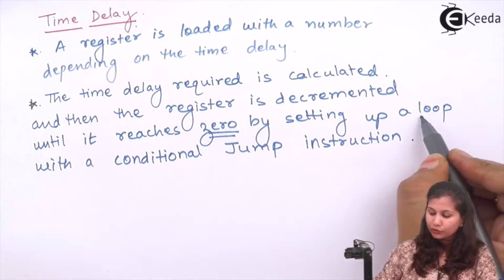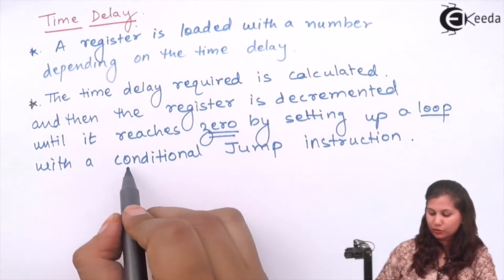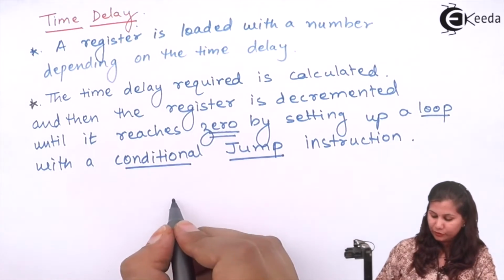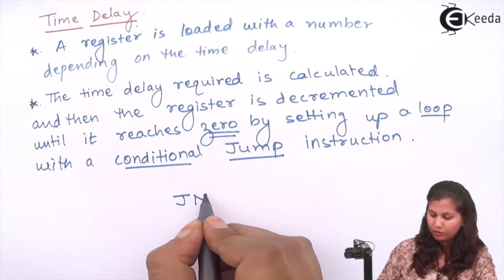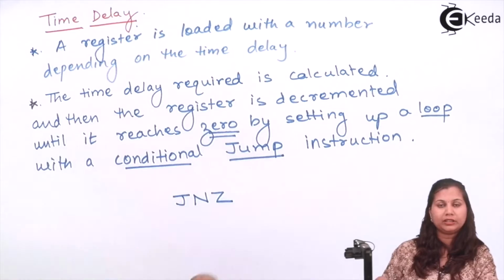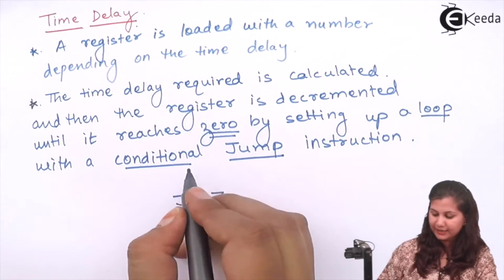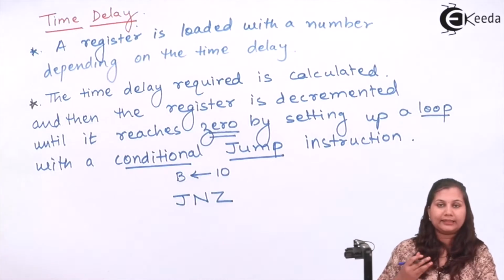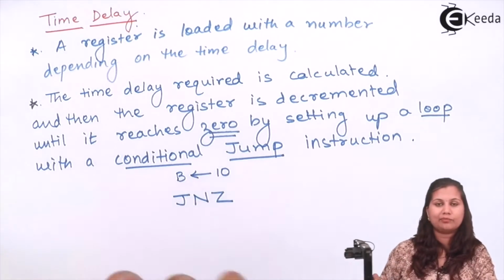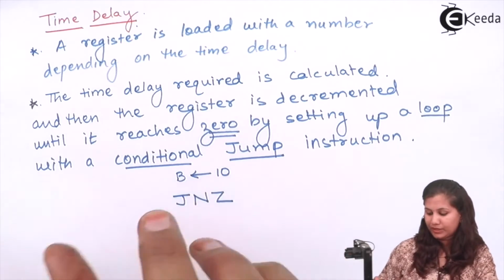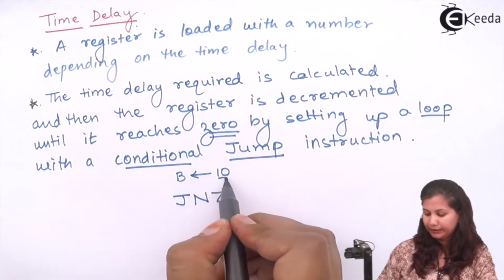Now, how is this loop set up? This loop is set up by using the conditional jump instruction. We will use the condition jump on no zero, so that the loop repeats. Suppose we are initializing the B register with 10. We have calculated that for approximately a 0.2 second time delay, we will have to start a loop with the number 10.